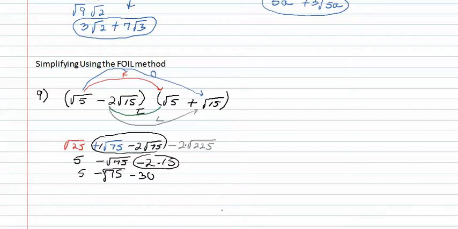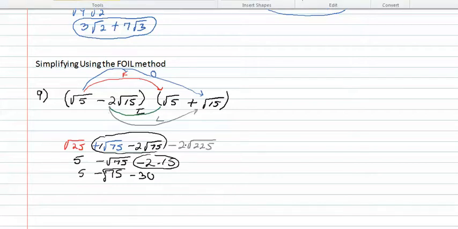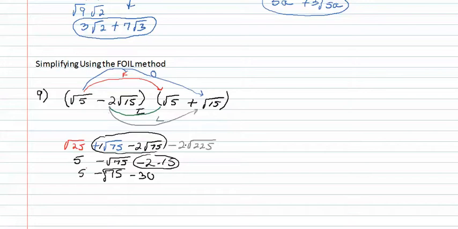Okay, now we've got numbers. I've got a 5 and I have a negative 30. Numbers will go together, so I got a negative 25. But I still have this negative radical 75.